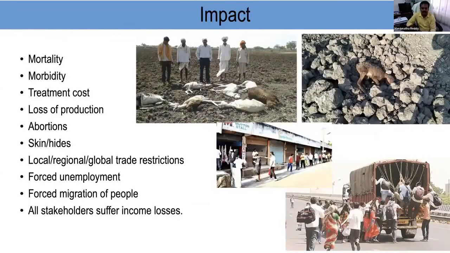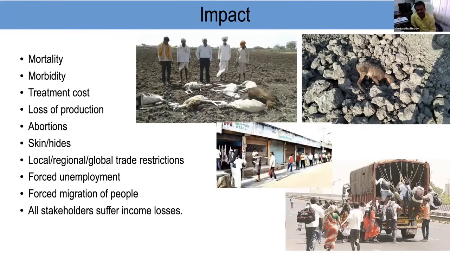Coming to the impact of the disease, in general, the impact is due to the mortality. This is one of the pictures where we saw the mortality went up to 40% in a migratory flock, which had around 300 to 400 animals. So once the mortality happens, there is a direct economic loss to the farmer.